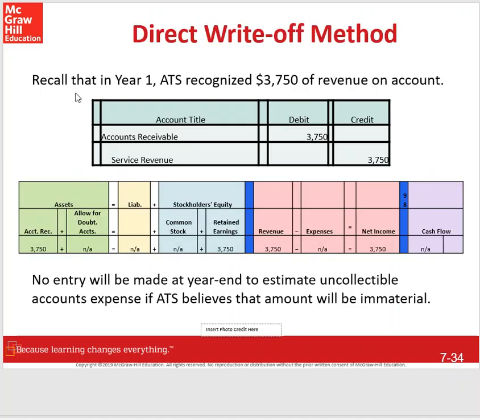So we're going to look at Allen's Tutoring Services again, but now using the direct write-off method. Going back to year one at ATS, they have $37.50 of revenue on account. That's the same: debit accounts receivable, credit service revenue. This time, we're not going to make any entry at year end to estimate our uncollectible accounts because they believe that the amount is immaterial, and we're not using the allowance method. So there is no establishing an allowance. There are no 4 steps. There is no allowance account. So we don't need to worry about that aspect of it.